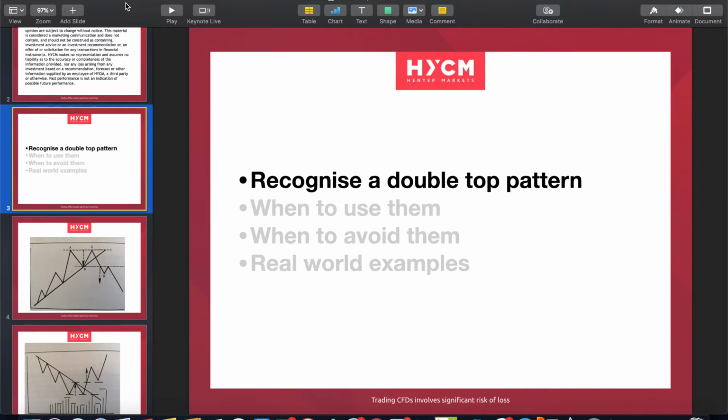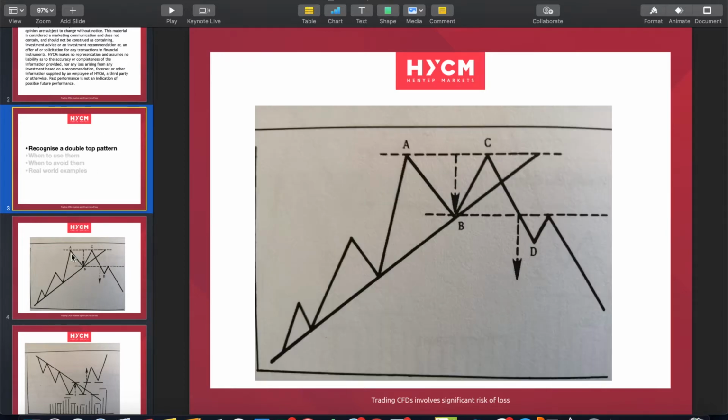So the first thing to recognize with a double top pattern is to understand that it's primarily a reversal pattern. What you're looking for is an example when price has been moving in one direction and then forms a double top as a precursor to a reversal. So you can see here's an example of a double top.